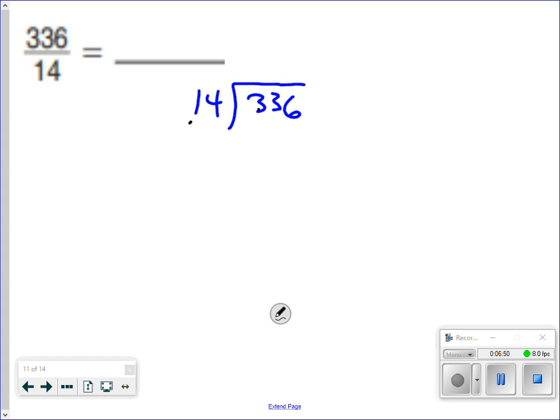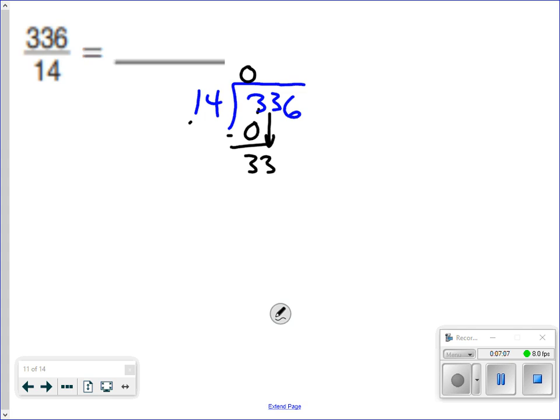Well, 14 goes into 3 0 times. So I'm going to put a 0 on top. Then I'm going to do 14 times 0 is 0. Then I'm going to subtract. I get 3 minus 0. I get 3. I'm going to bring down the 3. The next thing I'm going to do is how many times does 14 go into 33?